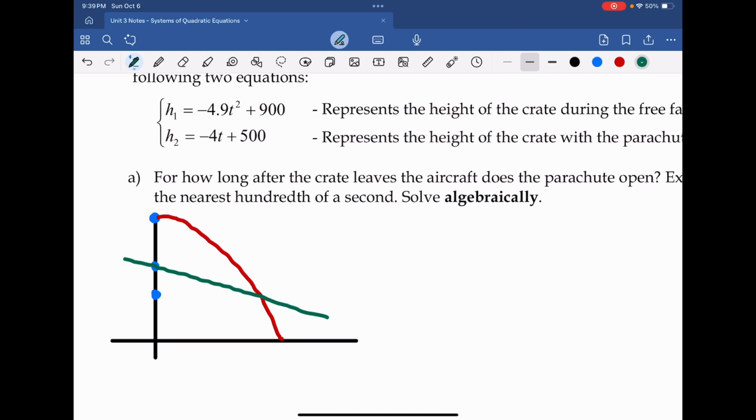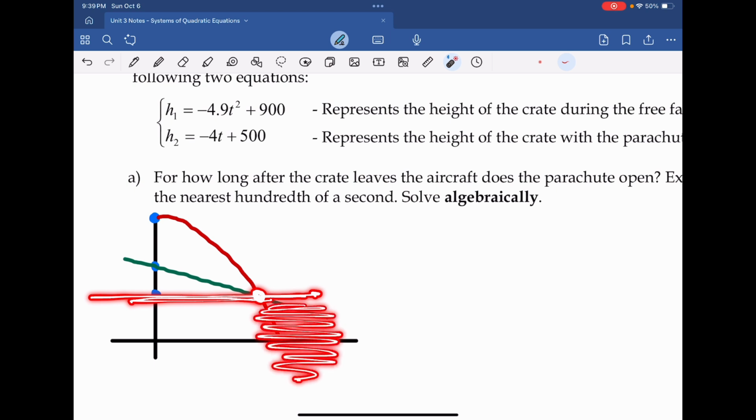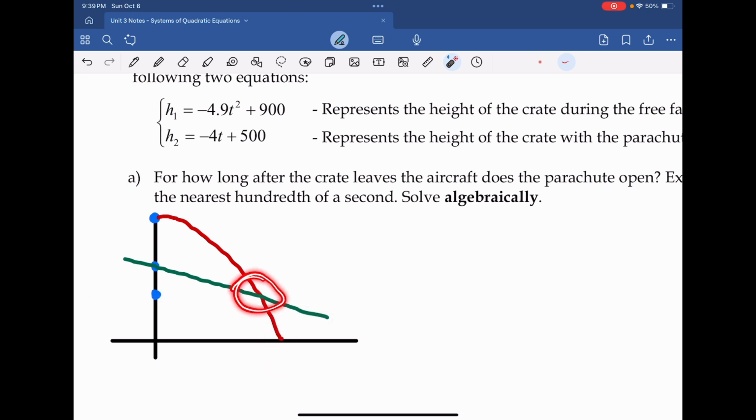Now, what we're actually looking for on this is the point at which they intersect, because if we know this point here, this intersection, it is the height at which the parachute is pulled, because anywhere past here, it's the parachute that's taking the crate to the ground. So we need to figure out what is this intersection in terms of height and time in which the free falling item matches the height of which the parachute would pull.